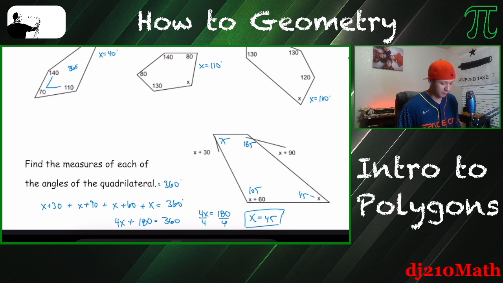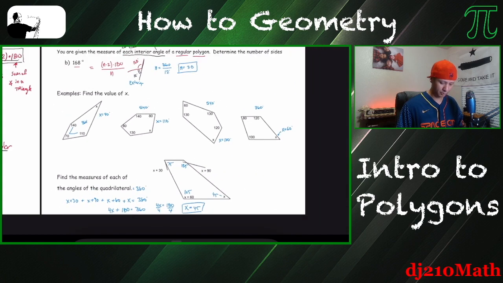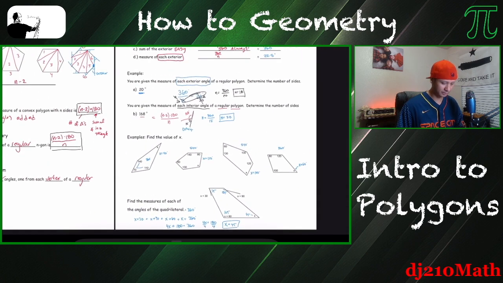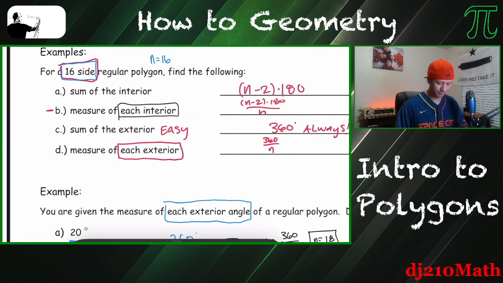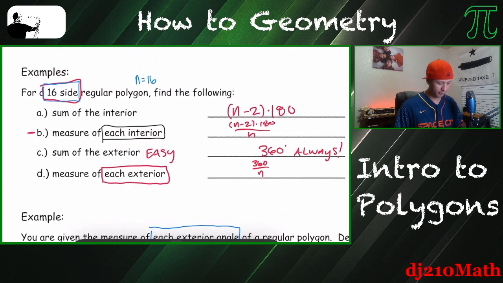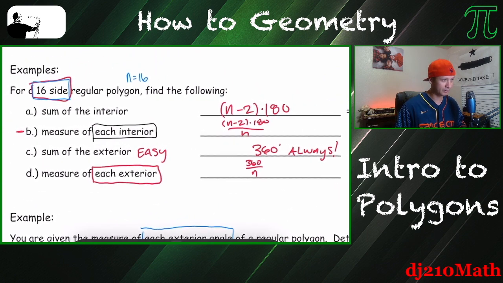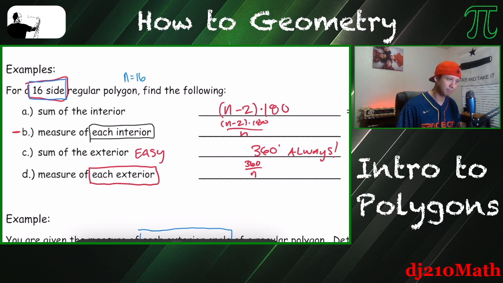Okay, so there's your basic intro into polygons. So the big takeaway is right here. This is the big takeaway. Sum of the interior, this formula. The measure of each angle, you just divide it by the number of sides. Sum of the exterior is always 360. And if you want each exterior, you divide 360 by n. So this is the big takeaway.